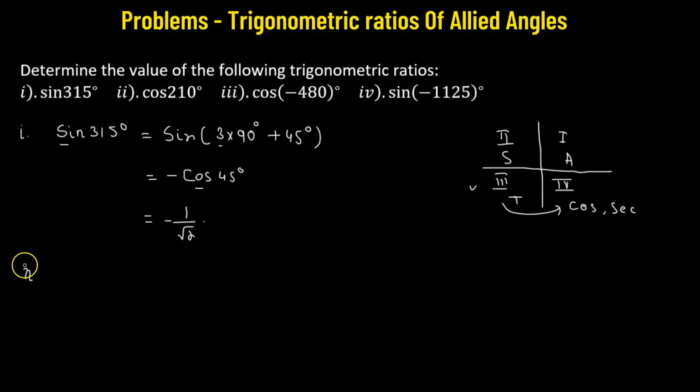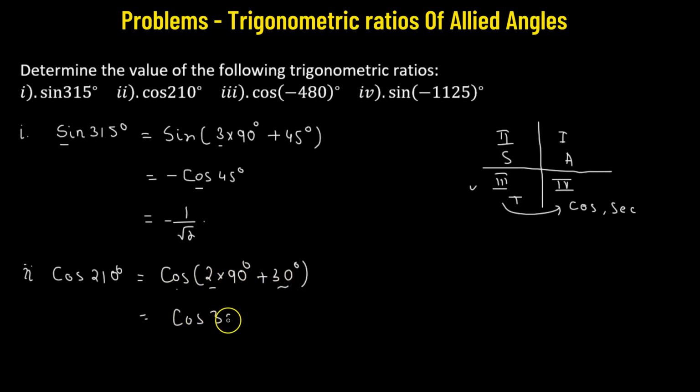Let's try out the second problem. Here we have cosine of 210 degrees. Now, we know that's cosine. So if we have 2 times 90 degrees, that gives us 180 degrees and we are still short of 30 degrees. So 2 times 90 degrees plus 30 degrees sums up to 210 degrees. Now, this time we have an even multiple of 90 degrees. Whenever we have an even multiple of 90 degrees, the cosine stays as cosine. And we will take the value theta, which is 30 degrees.